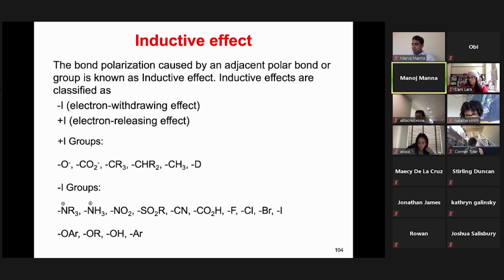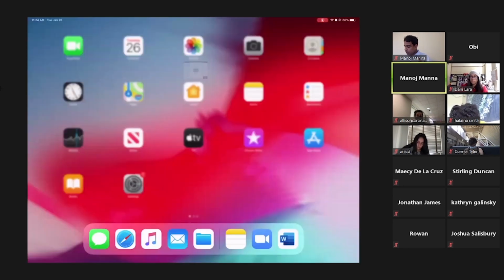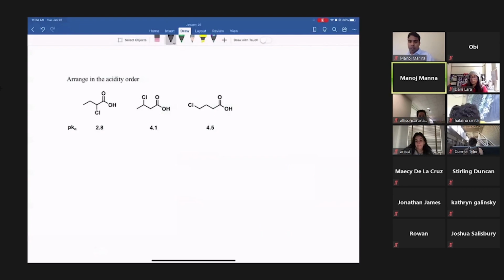So let me give you one example of why it is important to understand the inductive effect. Step by step, think about electronegativity inducing the dipole moment, and from that we understand the inductive effect. Now I'll show you why it is such an important concept to understand acidity and basicity. So here are three examples that give you a detailed idea about the importance of the inductive effect.